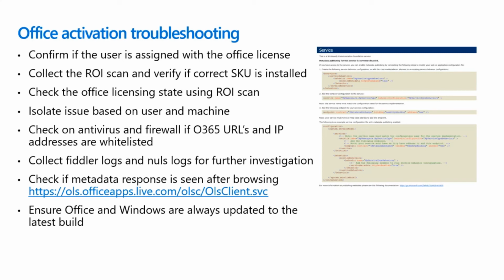And one of the major things that we have to always check is that Office updates and Windows updates are always on the latest. There could be some updates which might have already fixed the issues the customer is facing, if it is a known issue that has been going on. So it would be best to have Office updated to the latest build.